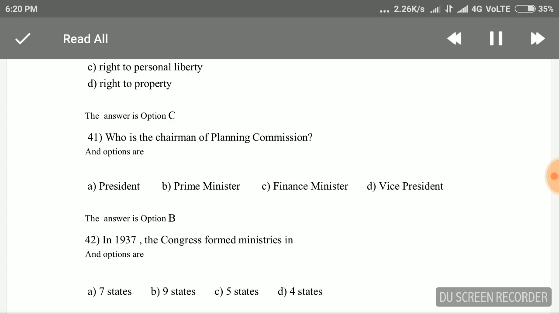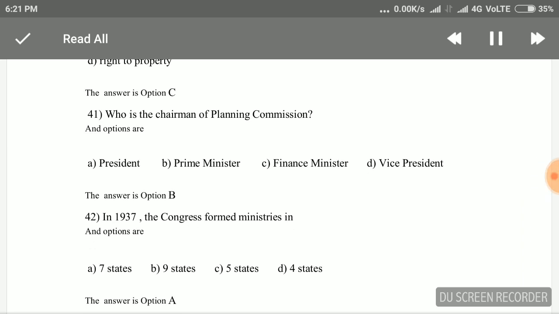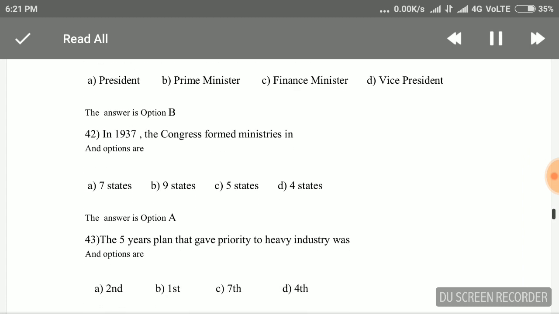42. In 1937, the Congress formed ministries in. Options are A. 7 states. B. 9 states. C. 5 states. D. 4 states. The answer is option A.